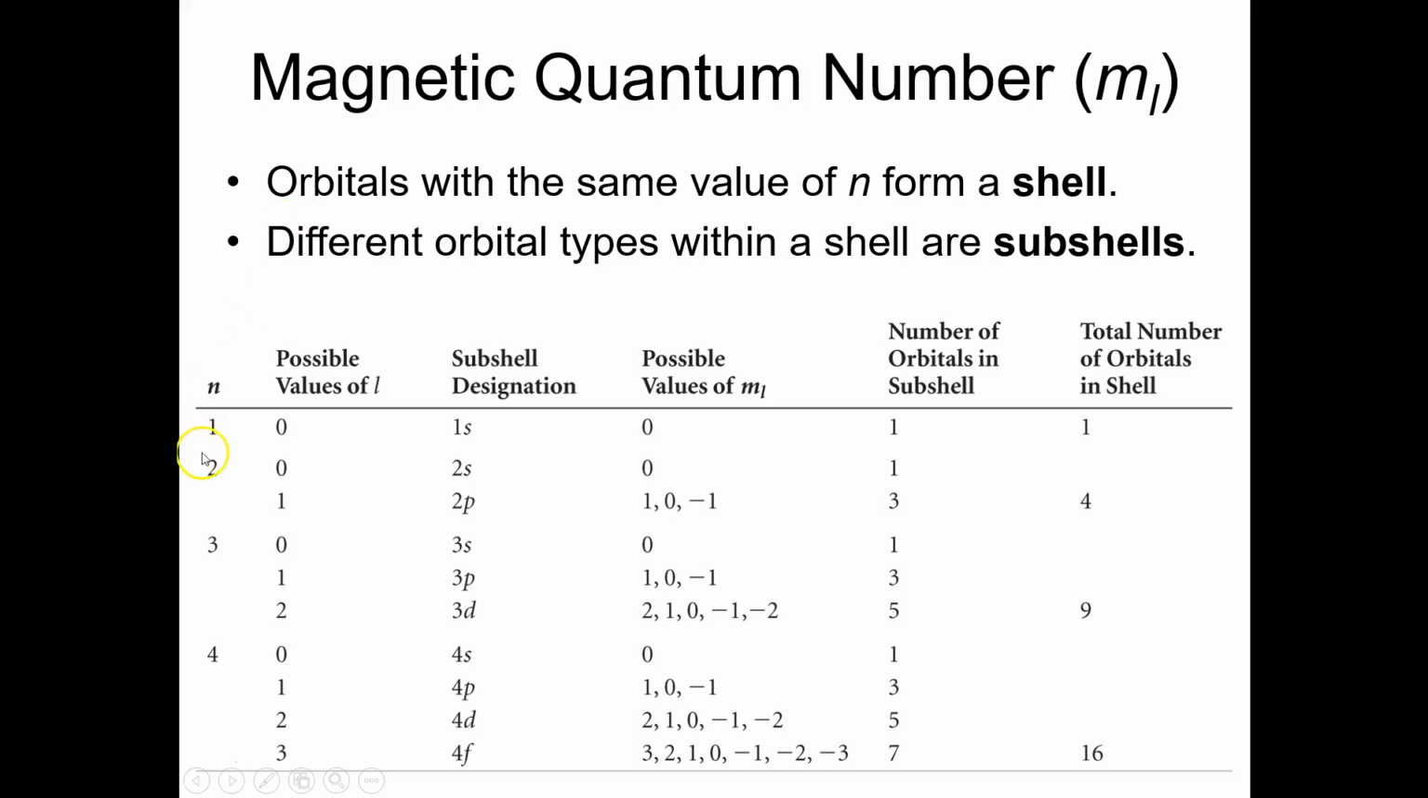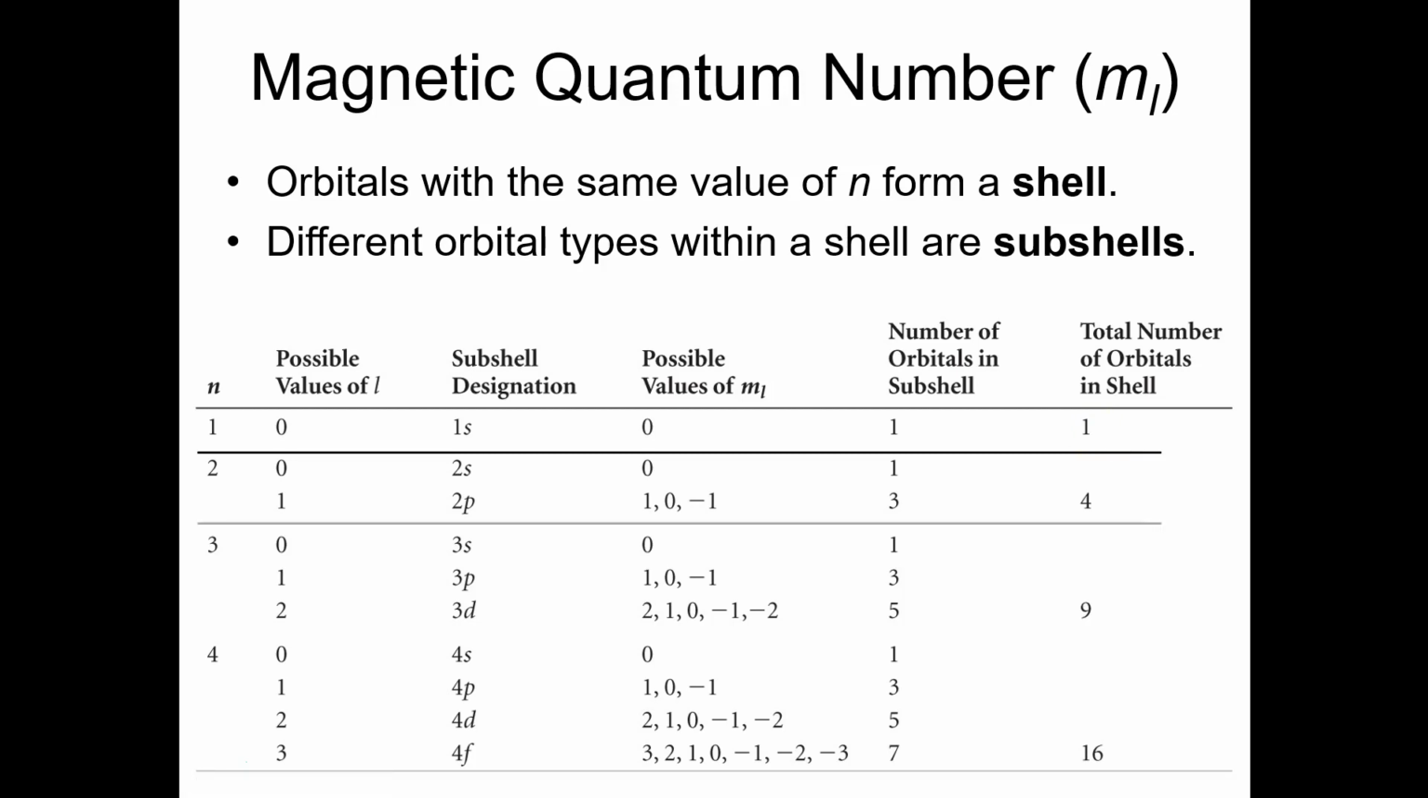Orbitals with the same value of n form a shell. So this would be the n equals 1 shell. And the n equals 1 shell contains one orbital. You can only have an s at the 1 level because you can only have L equals 0. You can only have one s orbital at any level. So at the 1 level, you only have one orbital. And so we would say that in the n equals 1 shell, we have one orbital.